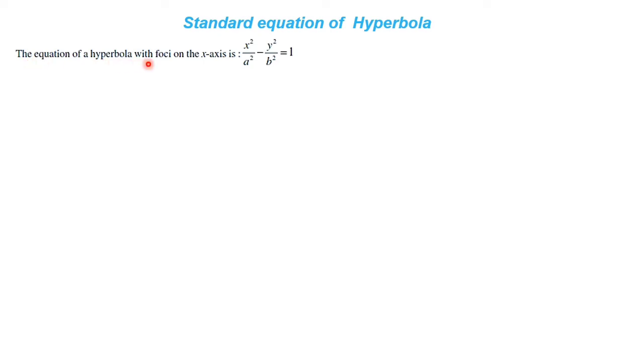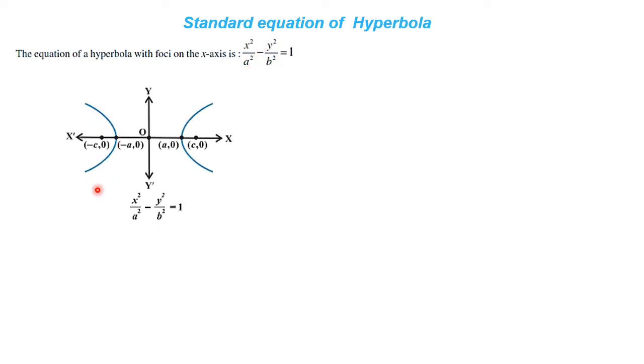The equation of the hyperbola with foci on the x-axis is x square by a square minus y square by b square equal to 1. Foci on the x-axis means the transverse axis is the x-axis. The shape of the hyperbola comes this way. The foci is on the x-axis, and the coordinates of the foci are minus c comma 0 and c comma 0. So the equation is x square by a square minus y square by b square equal to 1.